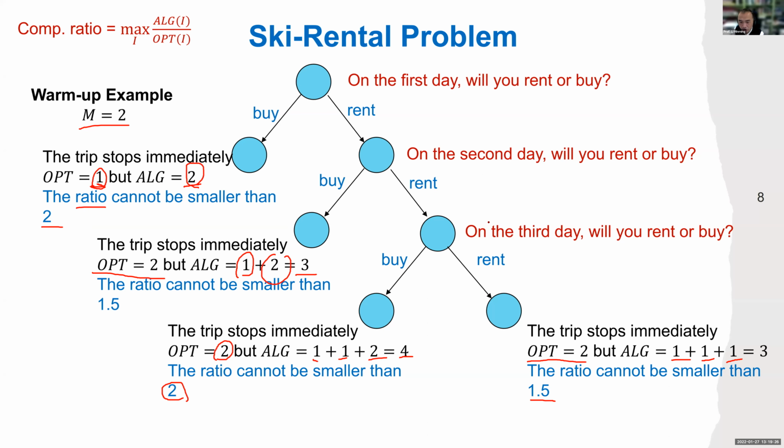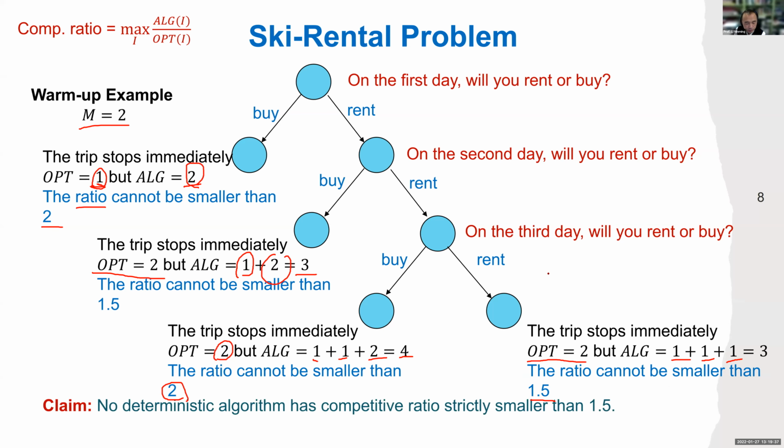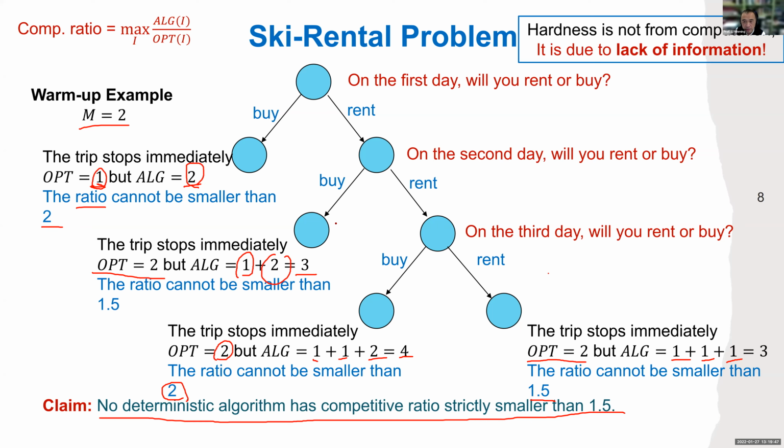Okay, well, we'll come back to it later, and also we will come to an even stronger lower bound. This is only one toy example. So this is one claim, right? We claim that no deterministic algorithm has competitive ratio strictly smaller than 1.5. Actually, this is proved by this figure. Now, again, just to remind, this hardness of approximation comes from lack of information, not from the lack of computation. That's why it has a different name, competitive ratio.